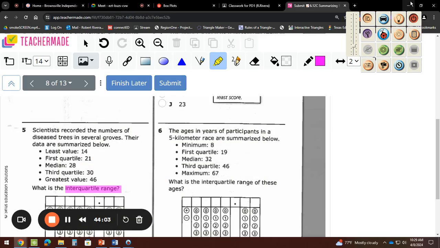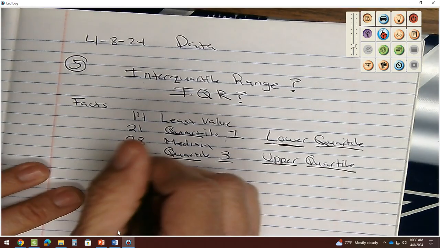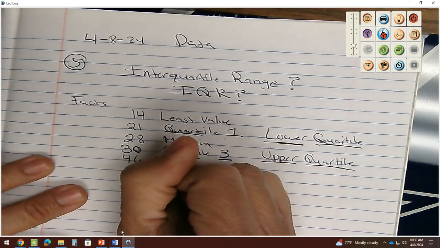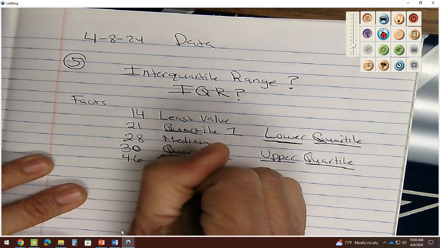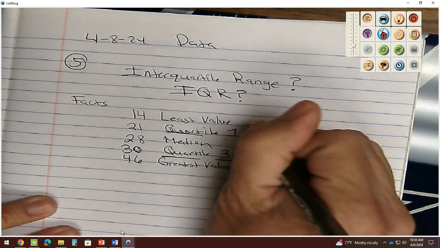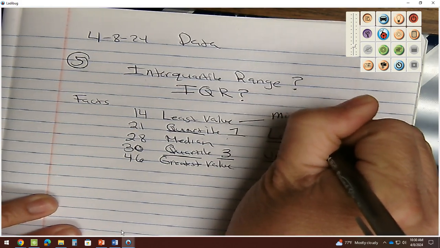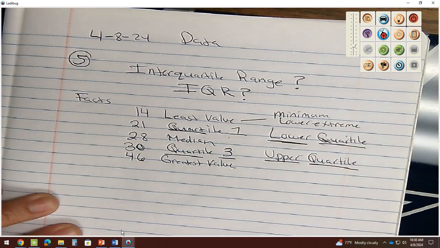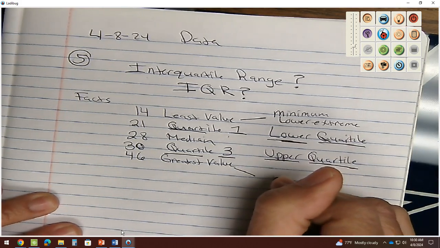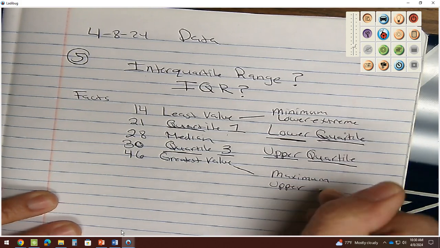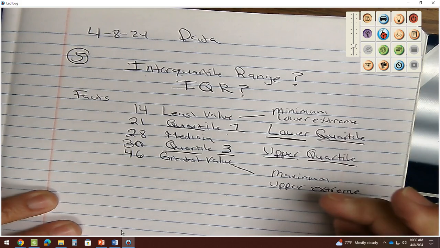Vamos a ver qué más me dieron. Greatest value. Okay, greatest value is 46. Who's that guy? Greatest value. Since you already got there, very good, sir. So the least value, we learned that that's the minimum. Also called the lower extreme. See, all this is vocabulary, guys. The greatest value, ¿quién es ese? Maximum. And what's the other word for maximum? Upper what? Extreme, extremo, el más grande, el que está más extremo de los grandes.